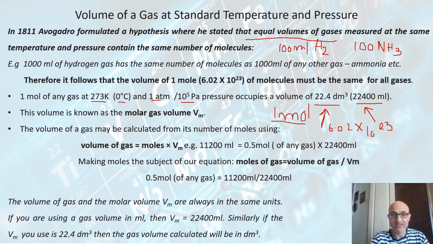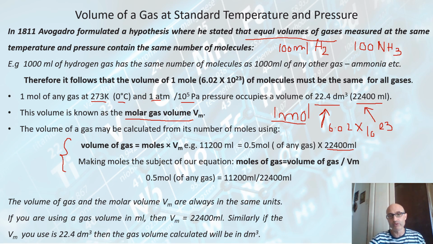Therefore, we say that the volume of gas that is at STP and is equivalent to 22,400 mils is the molar gas volume. The molar gas volume is the volume of gas at STP that contains 1 mole of molecules. Now, we can also use a very simple equation, which I have indicated over here.